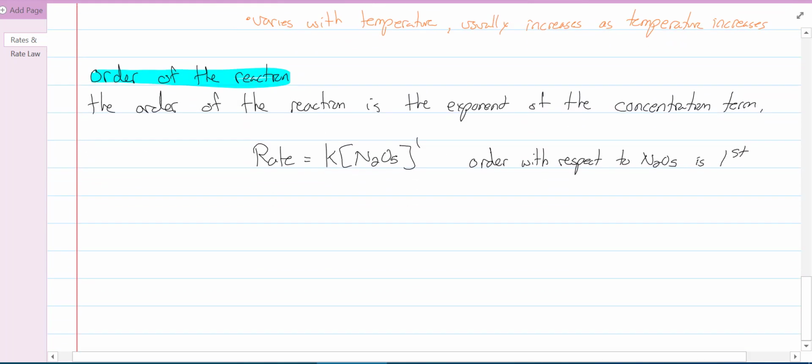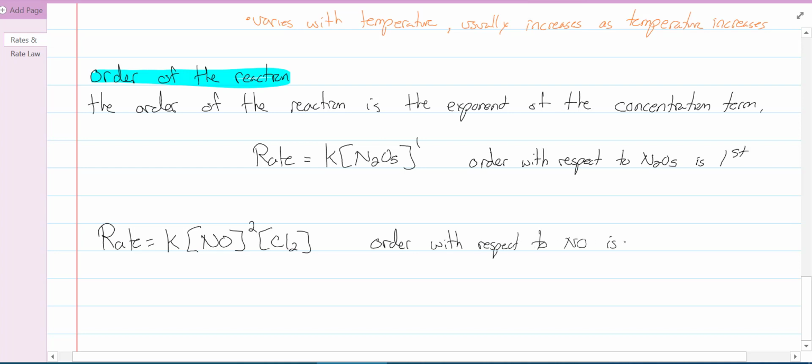Now, some reactions, like if I had another rate law, just make one up here. Rate is equal to k times the concentration of NO to the second and Cl2, just like that. That's my rate law. The order with respect to NO is second, is 2. The order with respect to Cl2 is 1. Overall, it's third order.